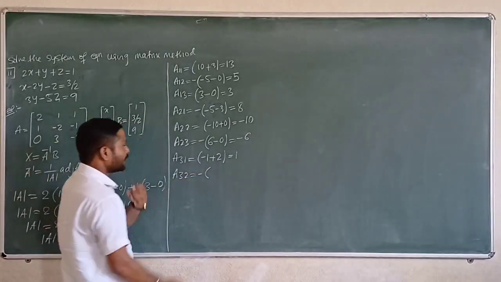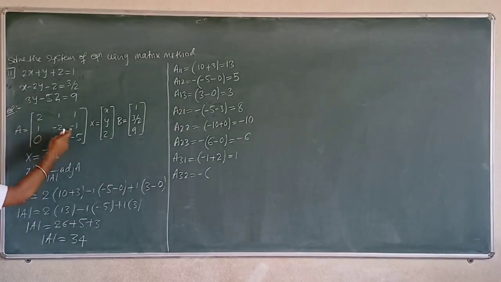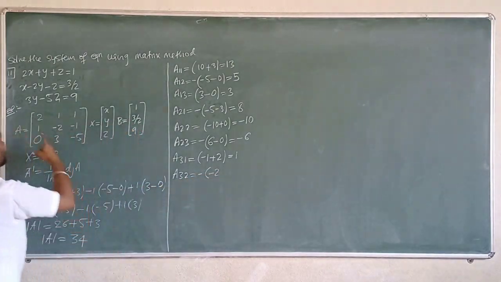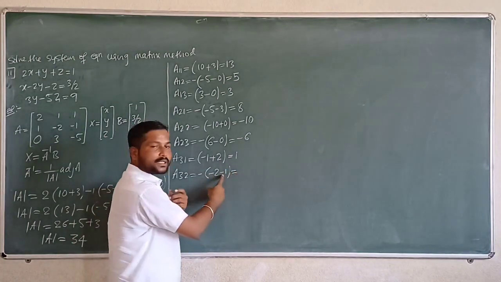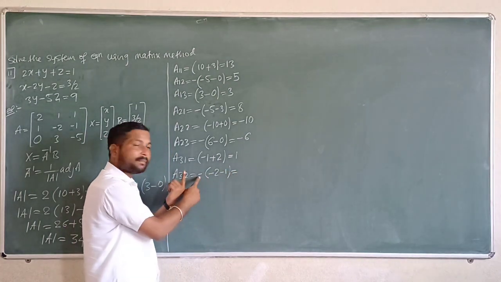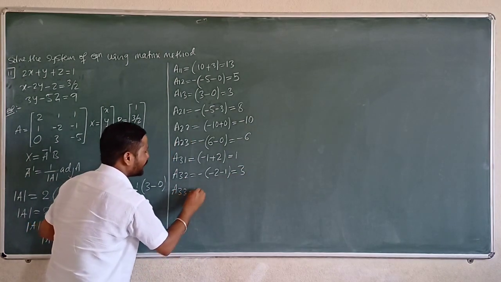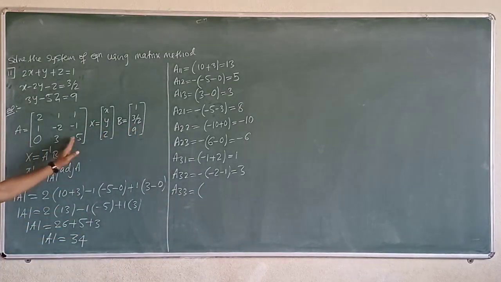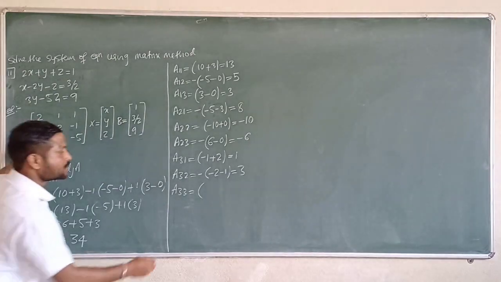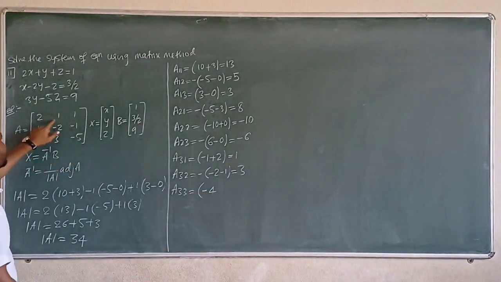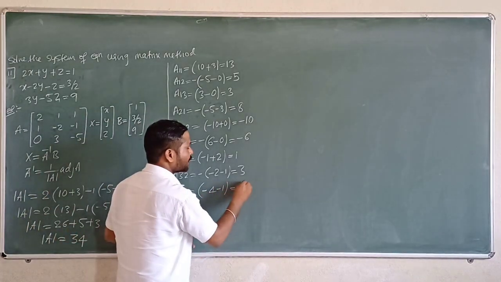Next up, A32 is positive or negative? Negative. A32 is negative. Delete third row second column, 2 into minus 1, minus 2, right? Minus 1 1s are 1 now, is equal to minus 2 minus 1, minus 3, backside again minus, it becomes plus 3 now. Take this last one, A33 is positive. Delete third row third column, then these are the elements now. 2 into minus 2, minus 4, right? 1 1s are 1, that is minus 1 now, right? Minus 4 minus 1, minus 5.